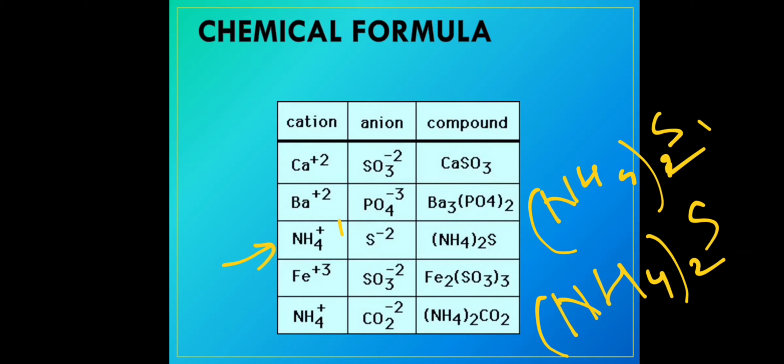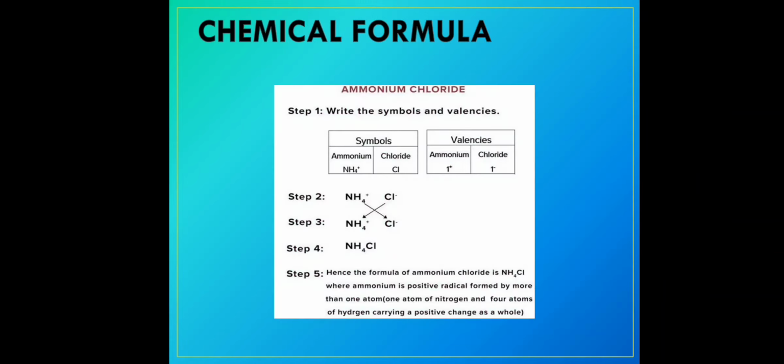Let us see some more examples to understand this better. Okay, this is an example of ammonium chloride here. First we write the symbols and then we write their valencies. So your ammonium symbol is NH4, chloride symbol is Cl. So the valencies of ammonium and chloride are +1, -1 respectively.